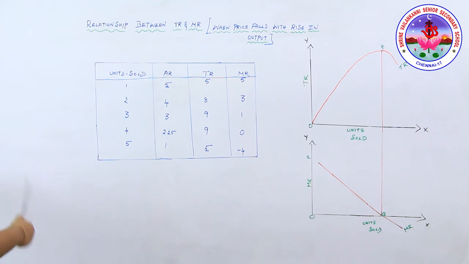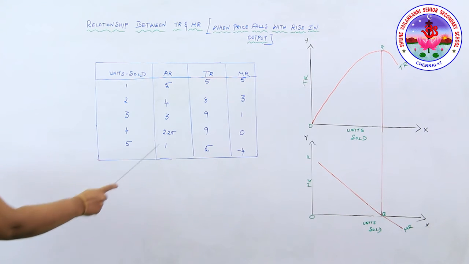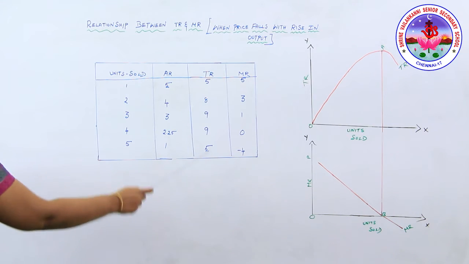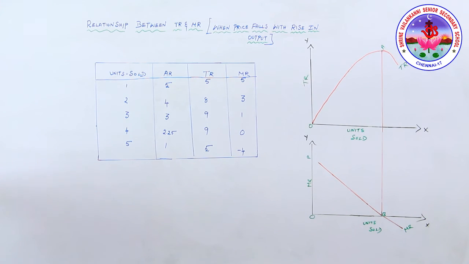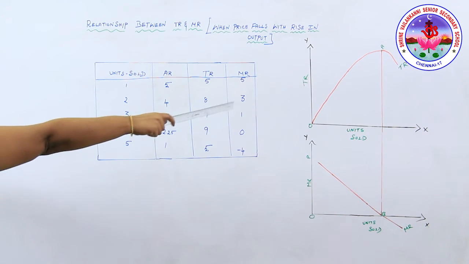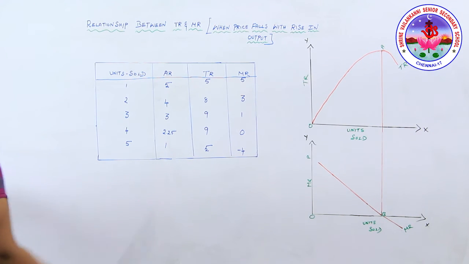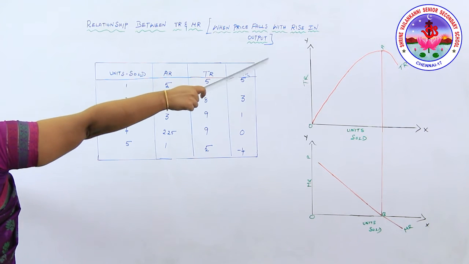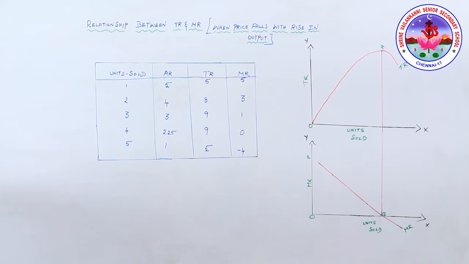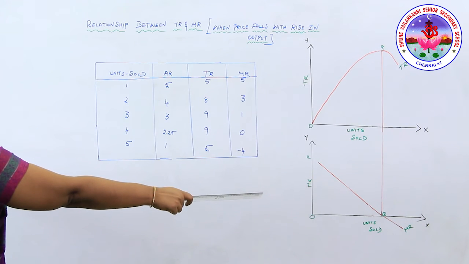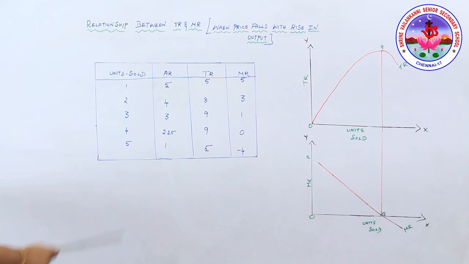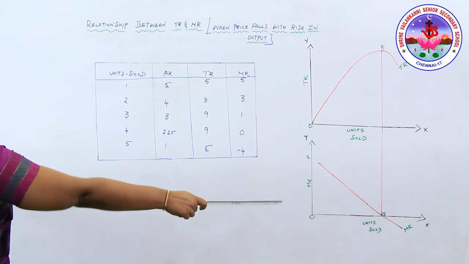So the relationship can be understood with the schedule as well as with the diagram. As in the schedule, the first column denotes units sold, the second column is the average revenue, the third one is the total revenue, and the fourth column is the marginal revenue. Now, in the diagram, the TR curve rises as long as MR is positive. It reaches its highest point at A, when MR is 0, that is at point B, and it starts declining when MR becomes negative.